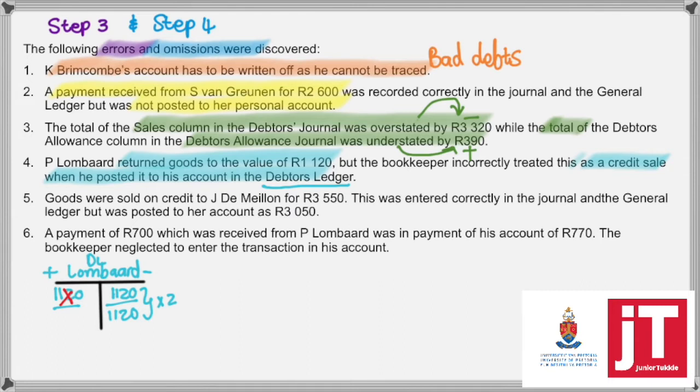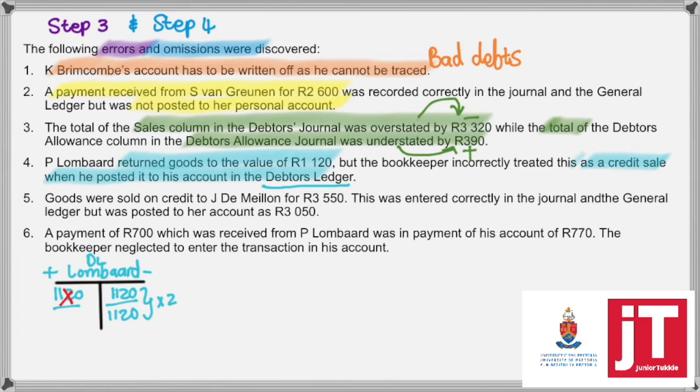So it's easier, when you have these mistakes, to actually draw your little T account. So it was entered as a credit sale, so it increased instead of decreased. So you have to cancel and then put it through, correct it. So enter it twice on the opposite side, the minus side.